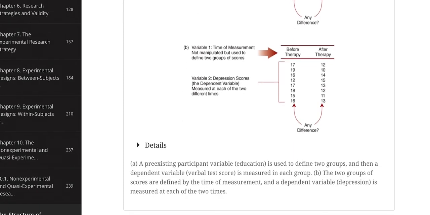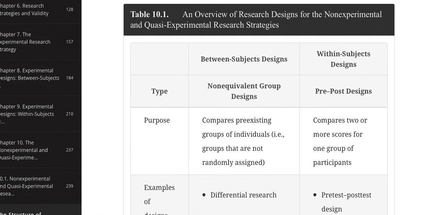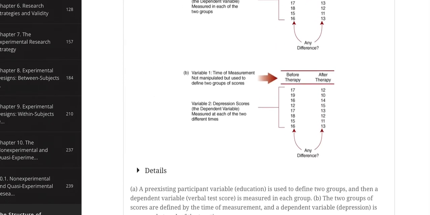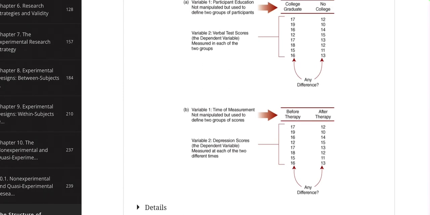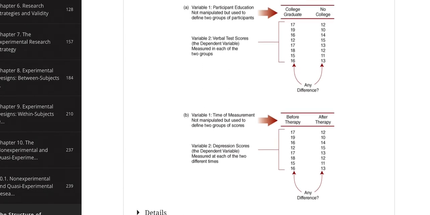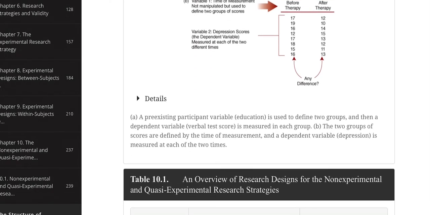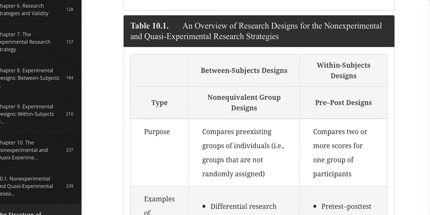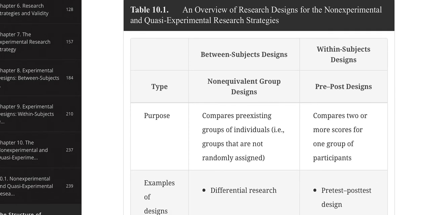And so this table 10.1 is going a little bit further, introducing you to the two different examples of non-experimental and quasi-experimental, those participant variables and those time-related variables. This is showing you how there are two different designs or two different categories of designs, just like with the experimental strategy we talked about, between subjects and within subjects design.